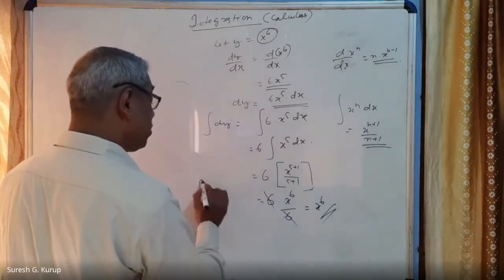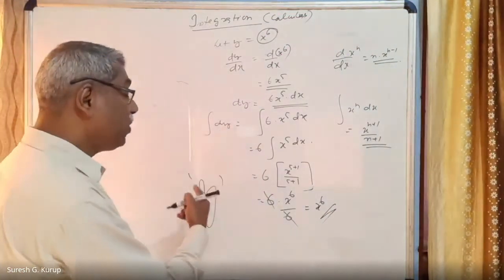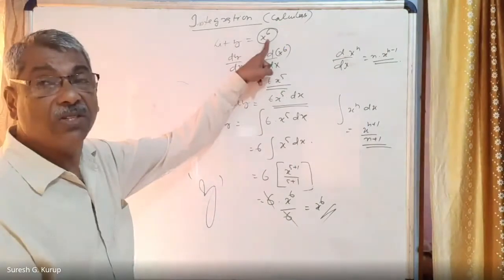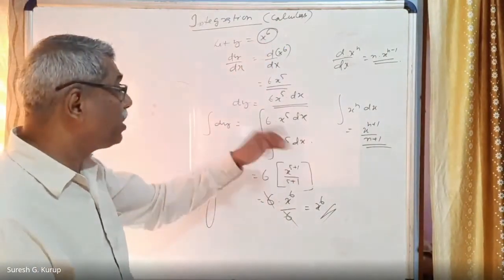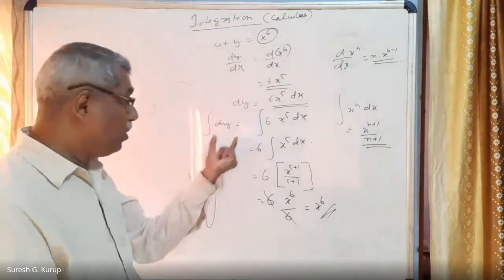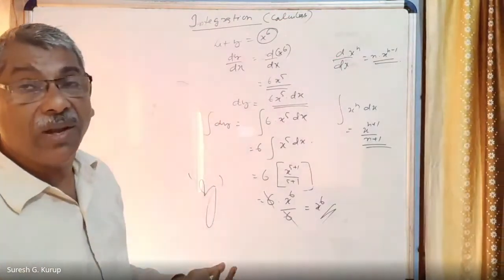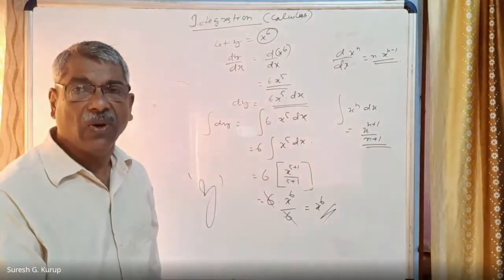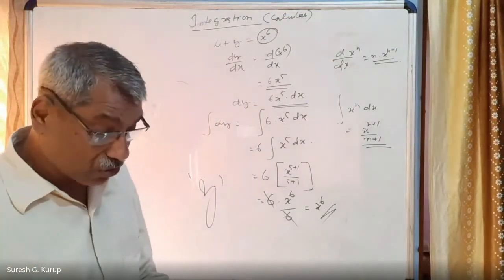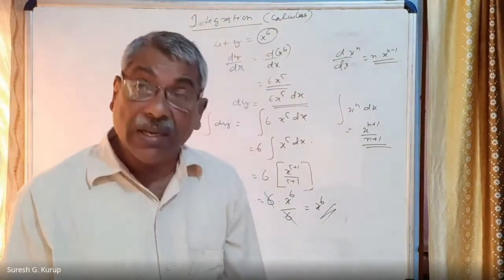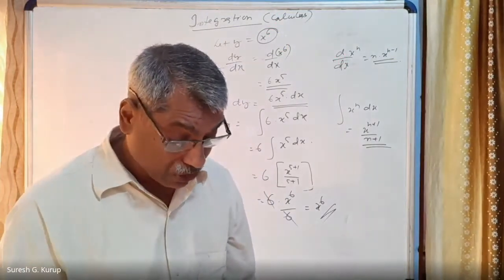What we are getting is y: integral dy is equal to y. So y is equal to x raised to 6 only. When we differentiate it, we get the small value. When we integrate it, we get the big value. That is why integration is called the reverse of differentiation, right?